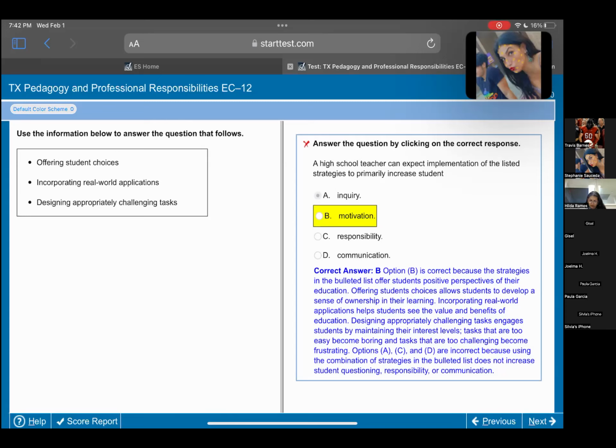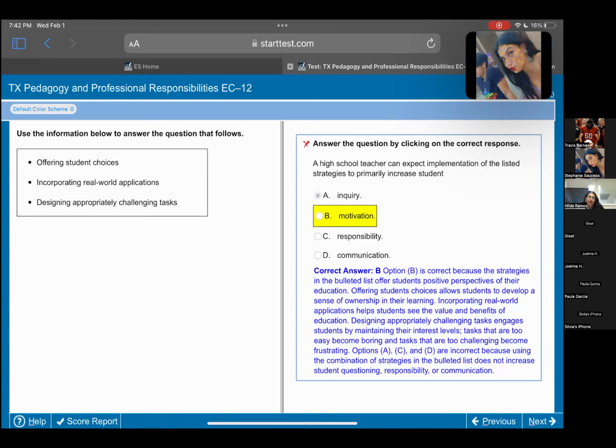So B is correct, because the strategy in the bulleted list offers students positive perspectives of their education. Offering students choices allows students to develop a sense of ownership. Remember, I said it's agency and ownership in their learning, and they're more interested because they chose it. They like it already. They chose it. Incorporating real world application helps students see the value and benefits of the education.